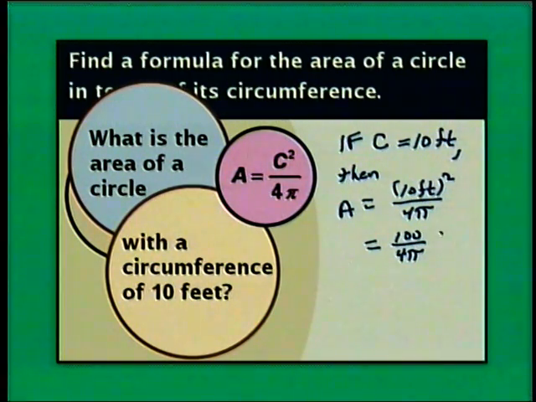And look at what our units are. They're square feet. That's good. Area units are supposed to be squared linear units. 100 over 4 is 25. So we could simplify this to 25 over pi square feet. But again, this is an applied problem, and the number 25 over pi doesn't make a lot of quantitative sense to me. So I think it would be a good idea to change this to a decimal approximation. So I'm going to get out my calculator.